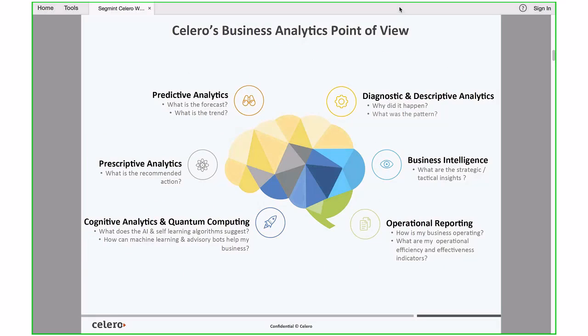Next slide, please. So when we started with the business analytics offering, we had a clear vision. We wanted to offer a platform that provides not just operational reporting and business intelligence capability, but we also want to get into diagnostic, predictive, and descriptive analytics. We want to get into the artificial intelligence, cognitive computing side of the equation. So this is really our point of view on where business analytics should go, and we are actively working towards this goal.